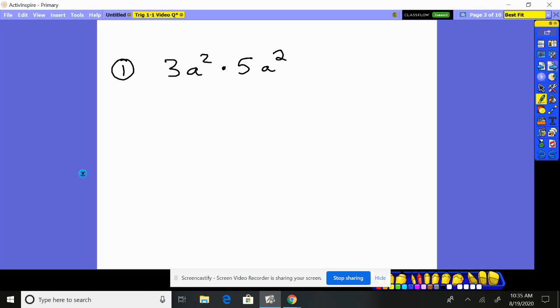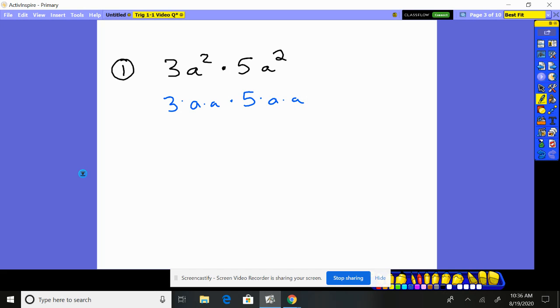So what about if we have a problem like this? 3a squared times 5a squared. Well, let's think what it means. 3a squared is 3 times what is a squared? A times a. Now we're multiplying by 5a squared. Well, 5a squared is 5 times a squared, which is an a times a.